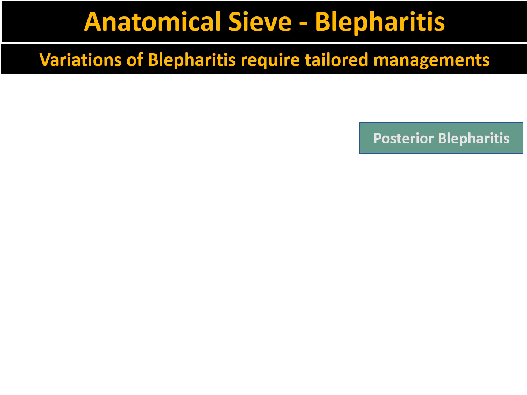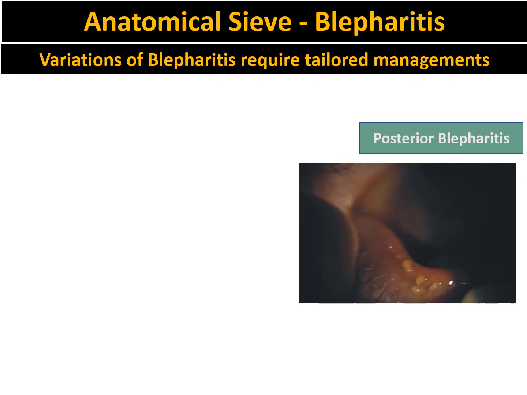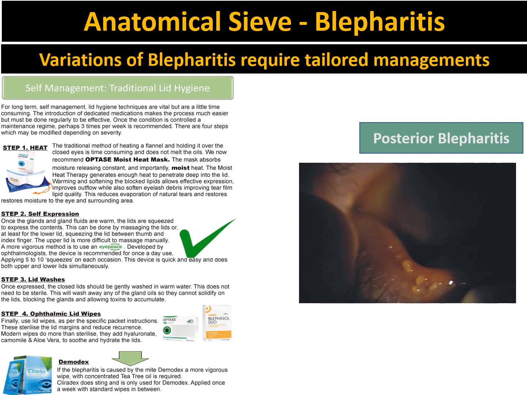Posterior blepharitis is also called meibomian gland dysfunction because of the actual glands affected. When you squeeze them, the expressed lipid should be clear, but with posterior bleph, the lipid will be thick, sometimes like squeezing toothpaste. In this case, the full hygiene routine is necessary. Heat the glands with an eye bag to get the oils beyond the melting point.